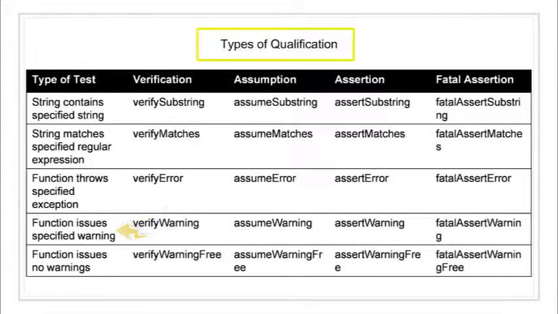Also we have function issues that specified warning. Based on the warning that a function generates, we can have our test case. Suppose a function generates a warning X and we know that this X warning is supposed to come. So if this comes, then the test has passed, otherwise it has failed. Then we have function that issues no warning. If there are no warnings coming from the function, then our test has passed. If some warning is coming, then the test has failed. So these are the methods, a total of 25 methods that are there for these types of qualifications.